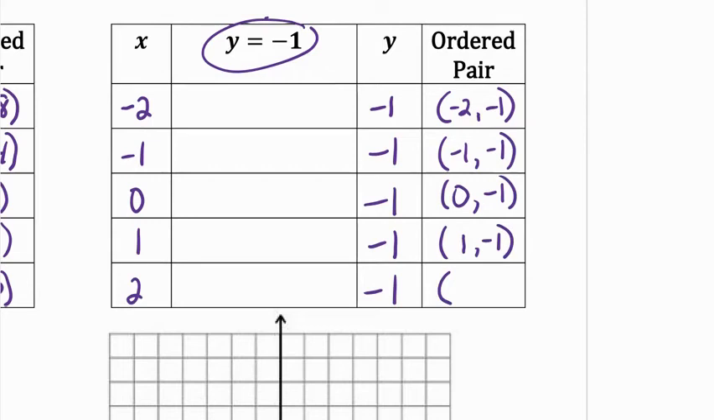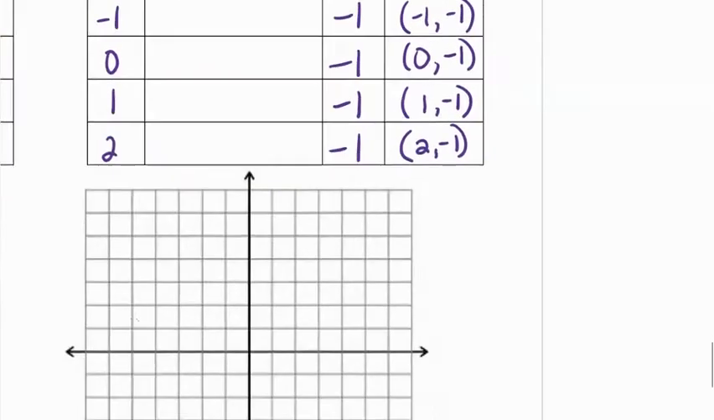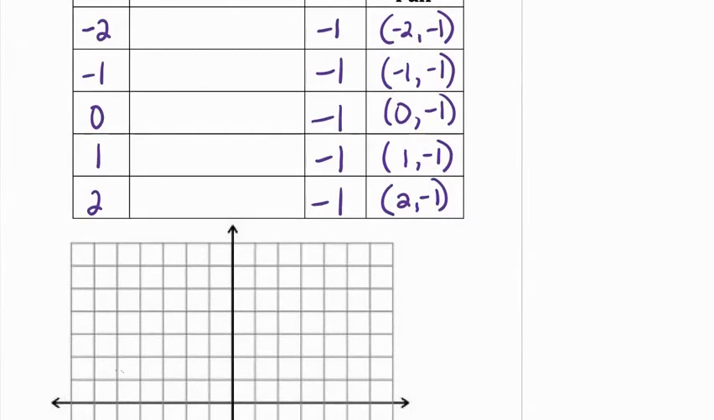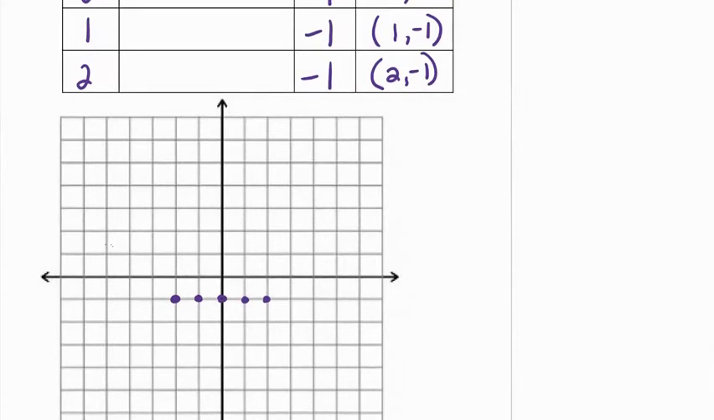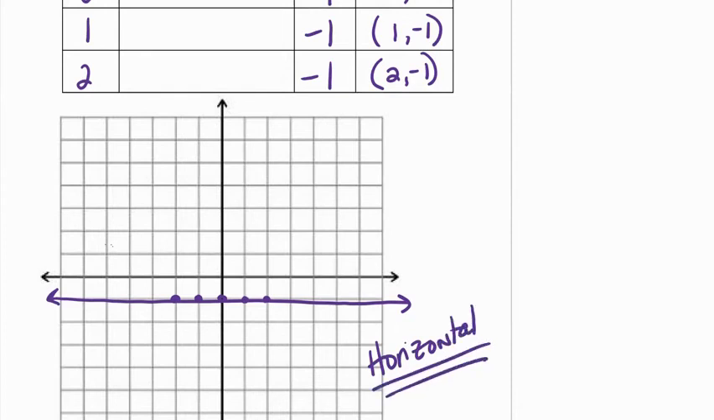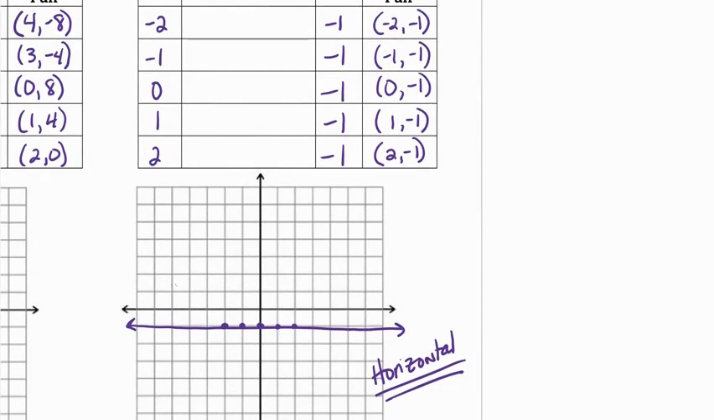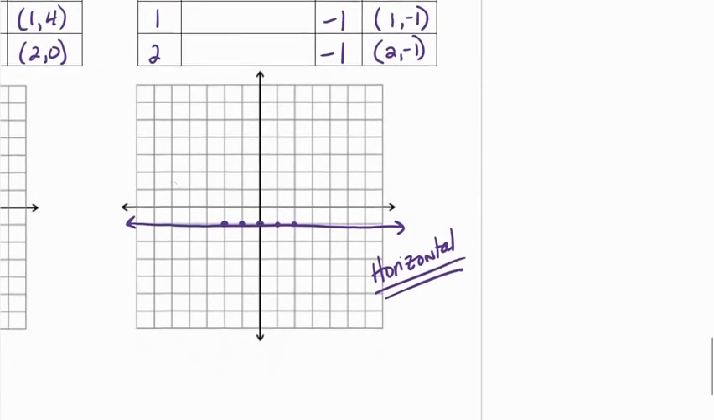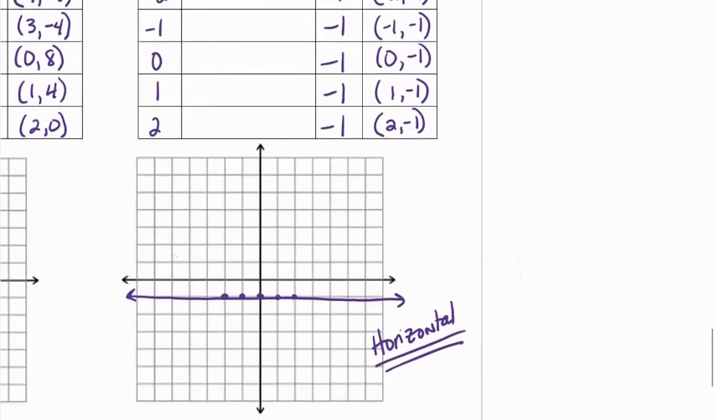So let's see what this looks like when we plot those points. -2, -1; -1, -1; 0, -1; 1, -1; and 2, -1. All those points, if we connect them with a line, make this lovely horizontal line. Because the y value never changes, our x value can be anything, but the y value will always be -1, so it makes a horizontal line.